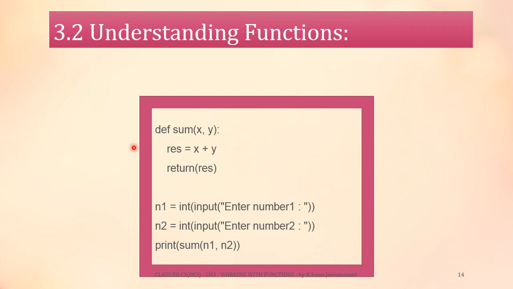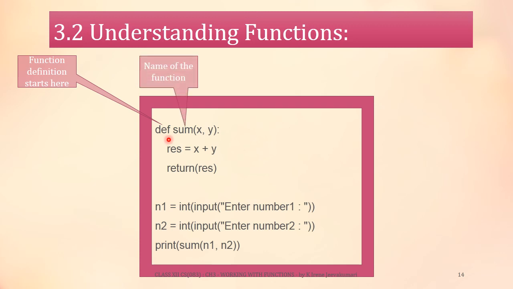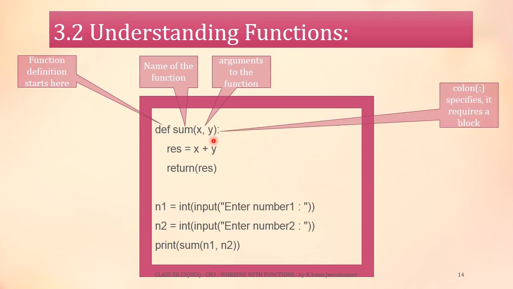So let us see the parts of the function one by one. The function definition starts here with the keyword def. When you see the keyword def, you can understand the function definition starts from there, followed by the name of the function. Here the name of the function is sum. The next one is arguments to the function. Here x and y are arguments to the function sum.